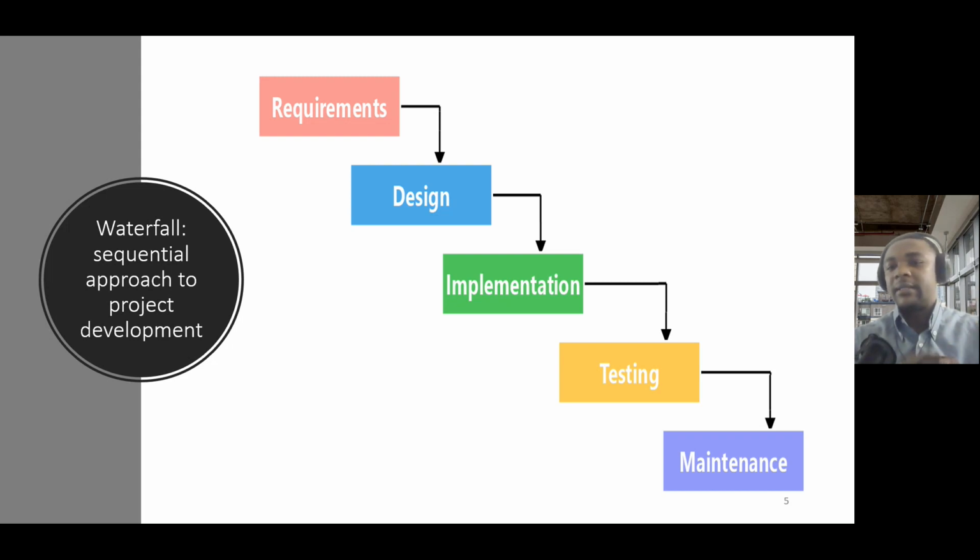In waterfall, it is descending. So first of all, you have to gather the requirements, you have to design, then implementation, test, verify, and then you have to maintain if there are any defects. All right. So in the next slide, I'm going to explain what each of those steps or stages entails.